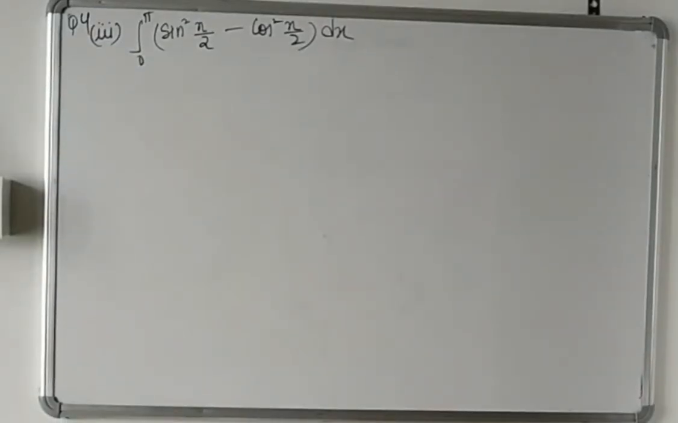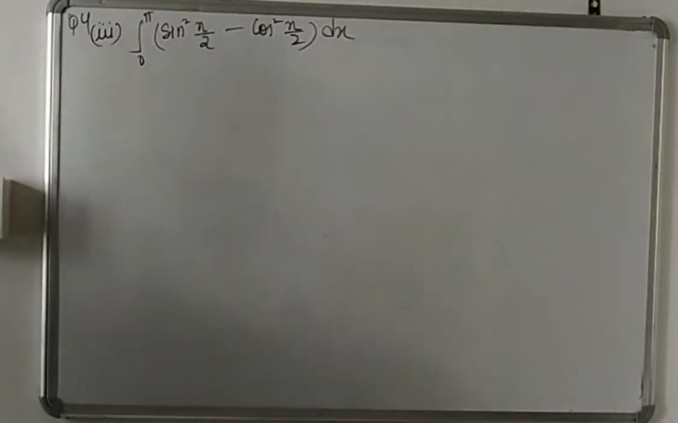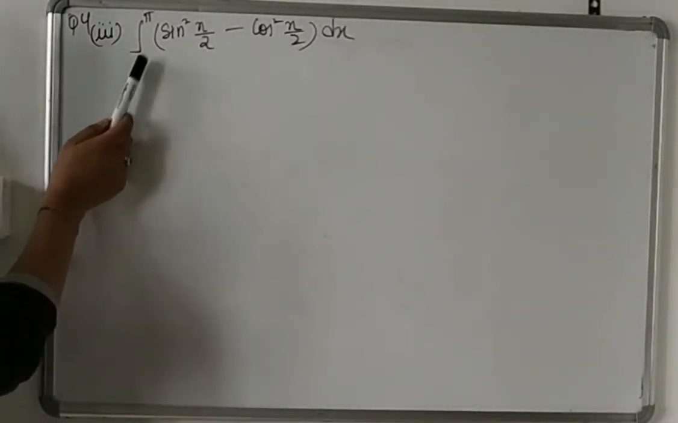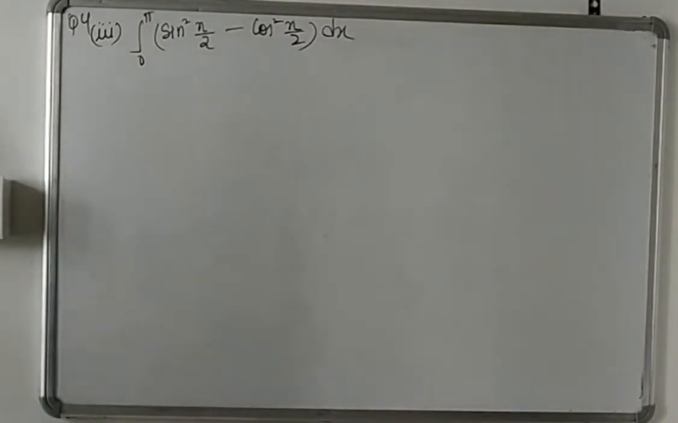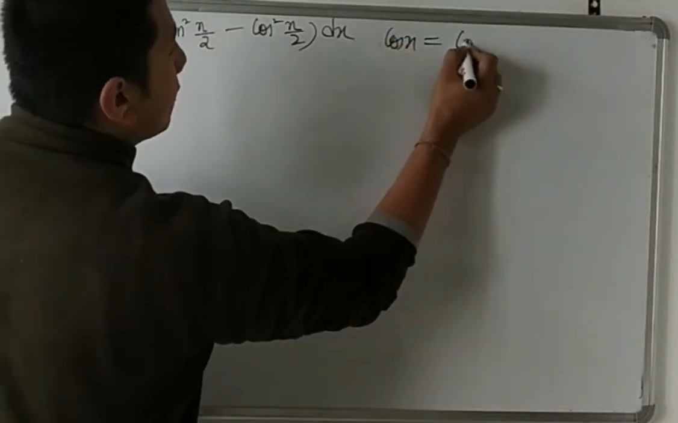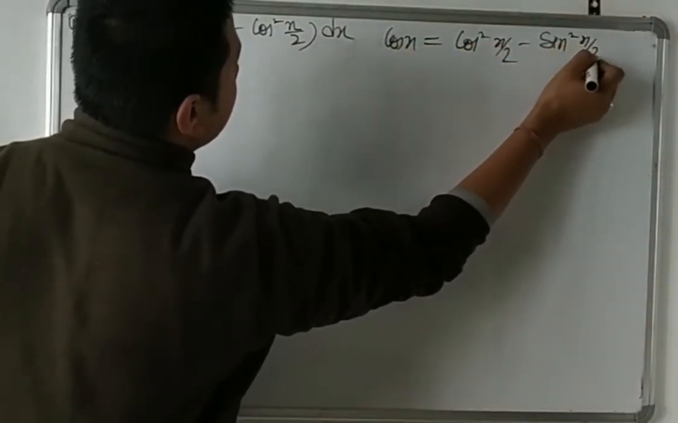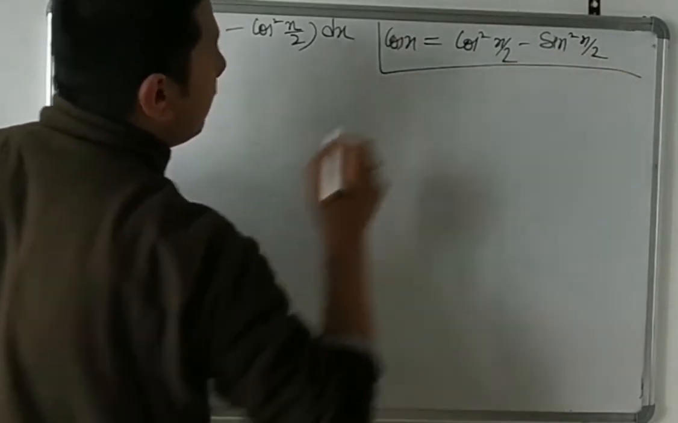The next one which you have also skipped was question number 4 part 3, and we are going to do it out here. The question is integration 0 to pi sine square x by 2 minus cos square x by 2. Now we know the formula, right? The formula was the formula for cos x. The formula was cos square x by 2 minus sine square x by 2, isn't it? This was the formula that we have learned.